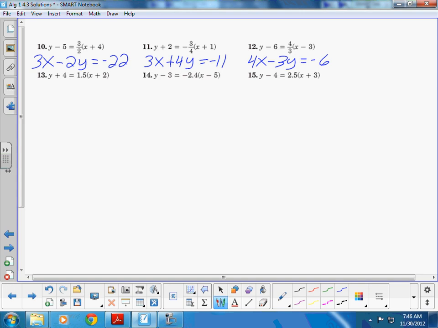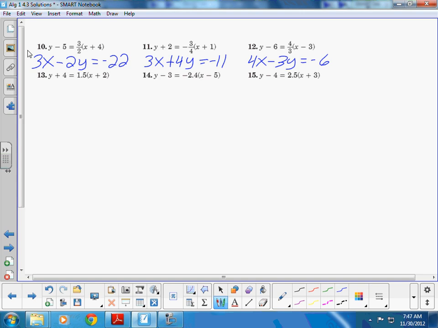So number 10 in standard form, we're going to have y minus 5. Oh, no, I don't want to do that. Sorry. Notice I have 3 halves, and with 3 halves, I need to get rid of the half part. So what I'm going to do is go through and multiply everything by 2.